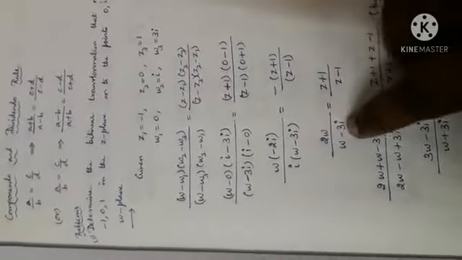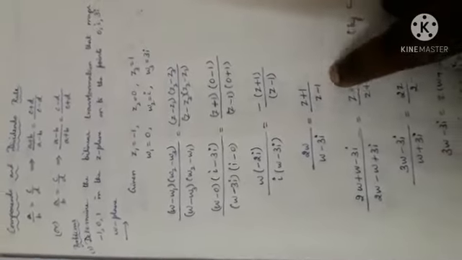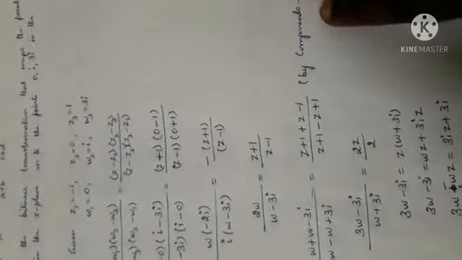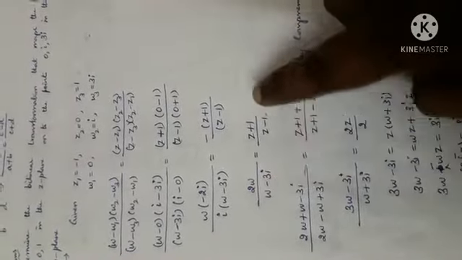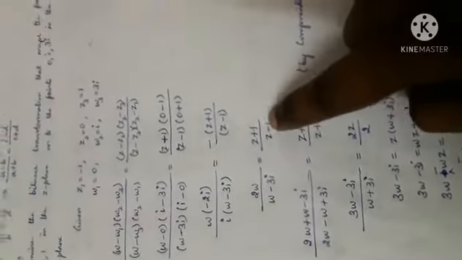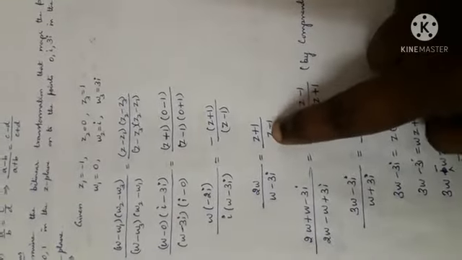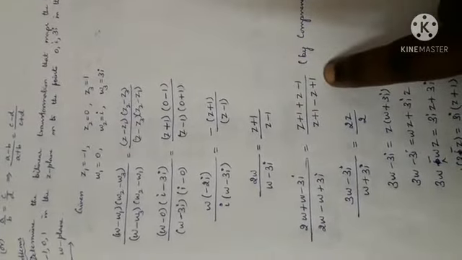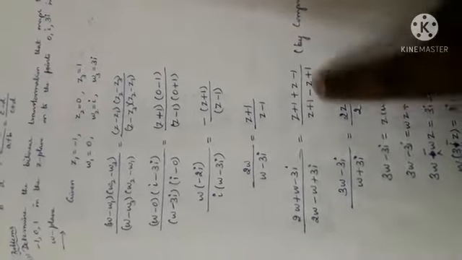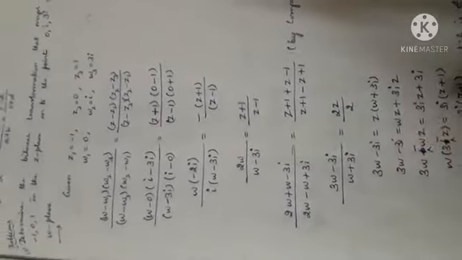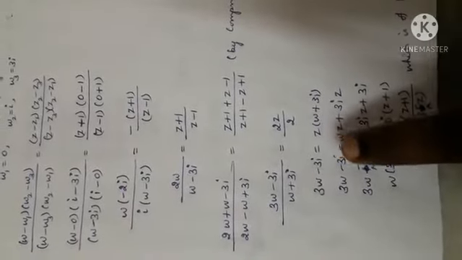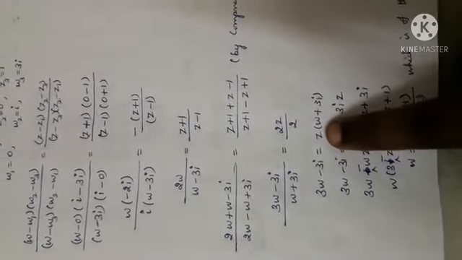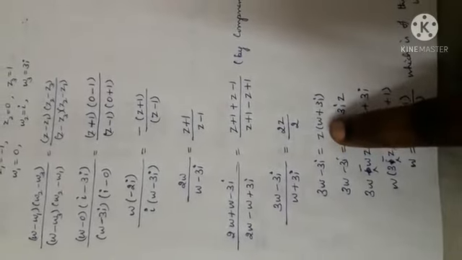Now it looks like A by B equal to C by D. So we can use the componendo dividendo rule. By the componendo dividendo rule, A plus B by A minus B is equal to C plus D by C minus D. When you do minus D, minus Z plus 1. Now simplifying again, our aim is to get the bilinear transformation. We know the bilinear transformation is of the form W is equal to AZ plus B by CZ plus D. So we should get W as the answer.